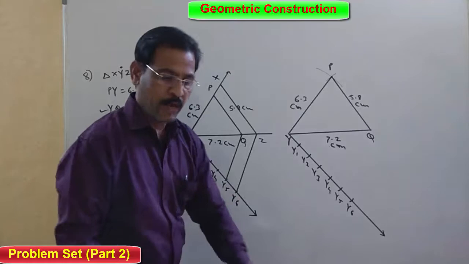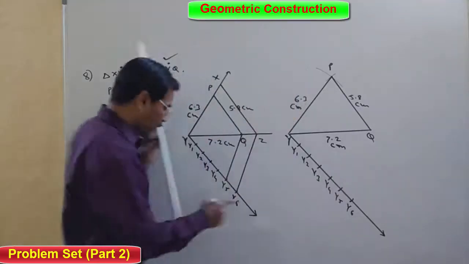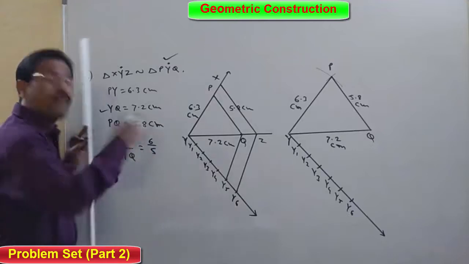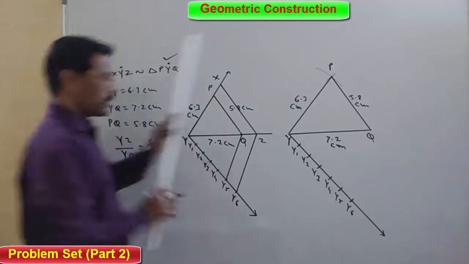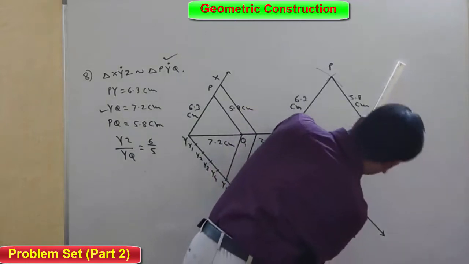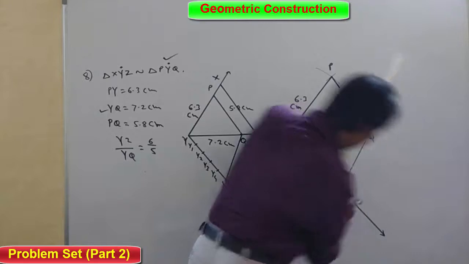Okay friends. Now I'll just join Y5. Remember Y5 only, because look here, this YQ is 5 only and YZ we have to draw, that is 6. So just the 5th part we have to join to that Q here. Okay, like this.